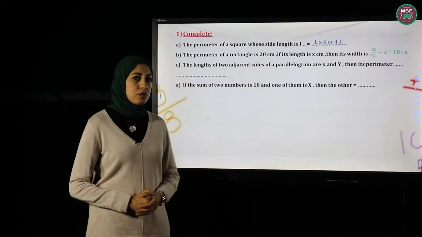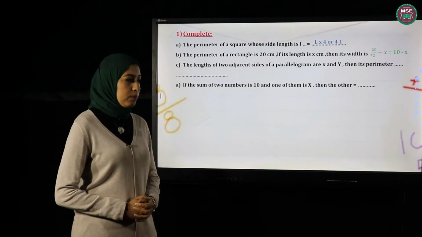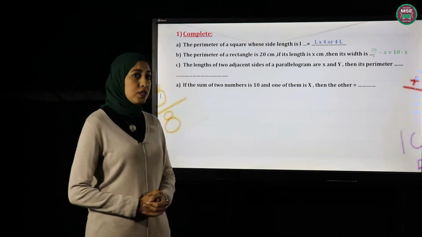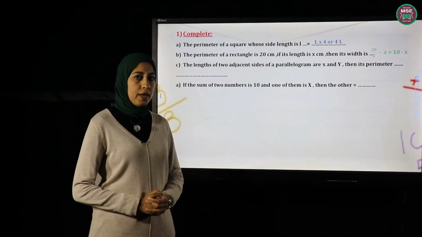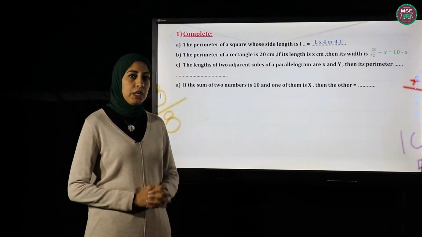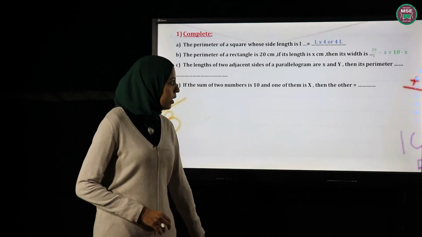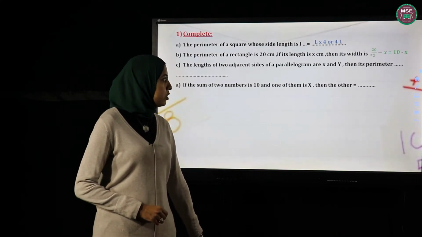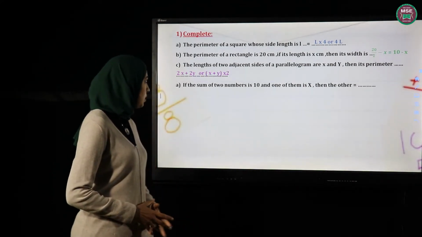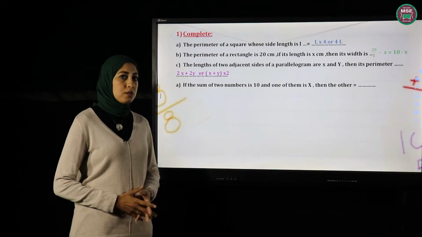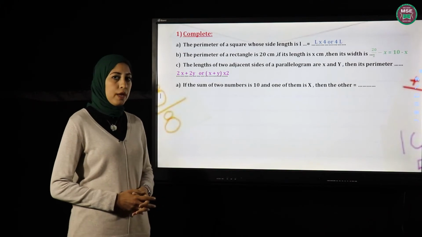Number C, the lengths of 2 adjacent sides of a parallelogram are x and y. Then its perimeter. Adjacent means what? Adjacent means beside each other. If I have a parallelogram, it has the same property of the rectangle. Each two opposite sides are equal. It has length and width. Okay, if the lengths of the two adjacent sides are x and y, then its perimeter, the same rule of the rectangle, will be what? Will be x plus y times 2 or 2x plus 2y. You can write both answers.